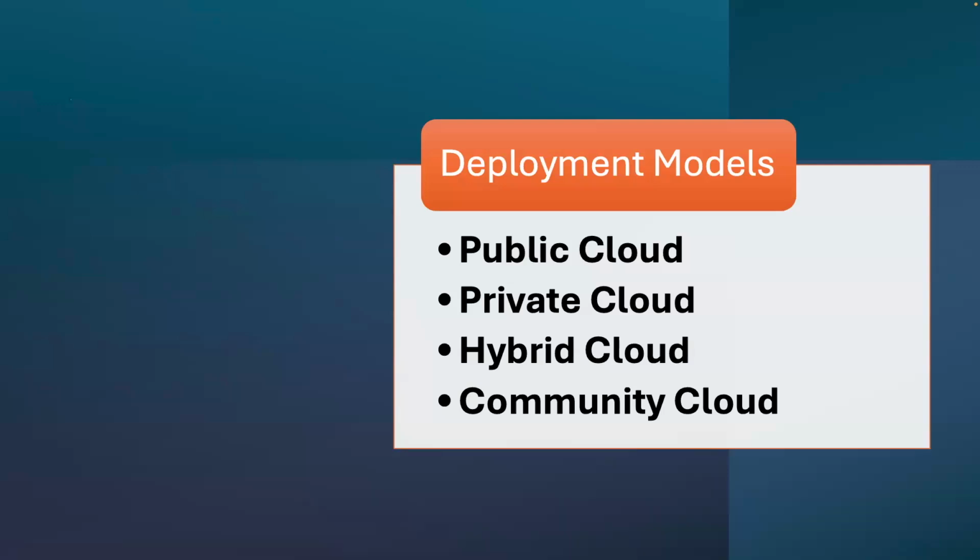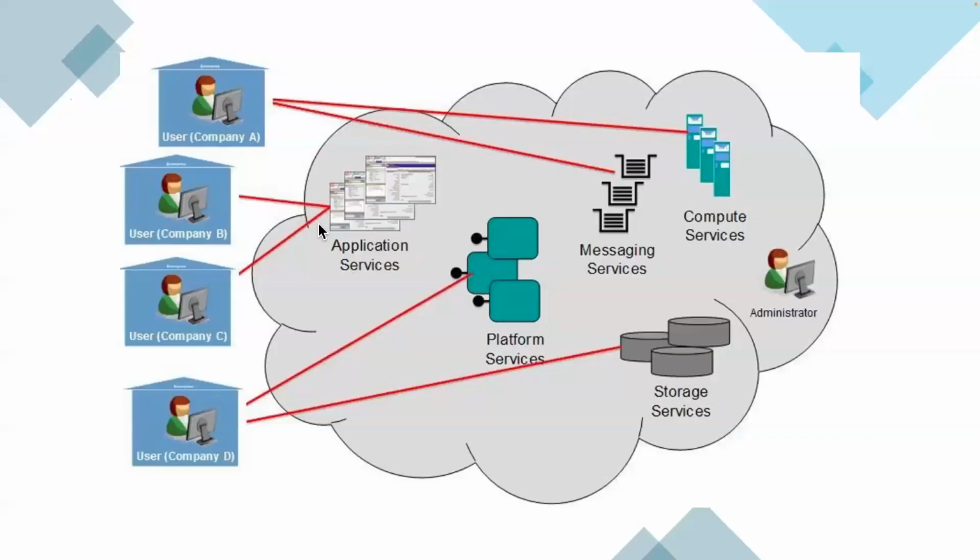Deployment model. Still we are not talking about Google Cloud. This is something which is there in every cloud. These are common concepts, but you should know them: deployment models and service models. Deployment models are of four types: public, private, hybrid, and community. Let's see what they are.